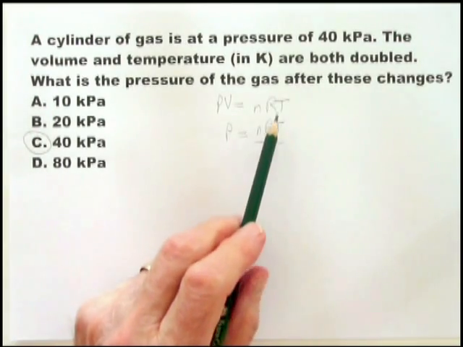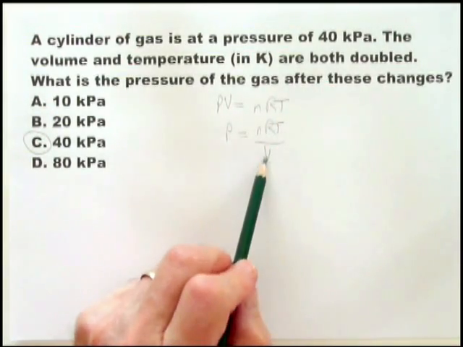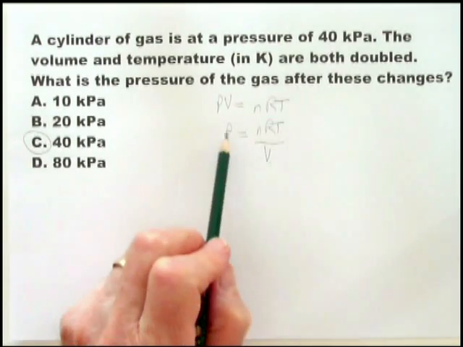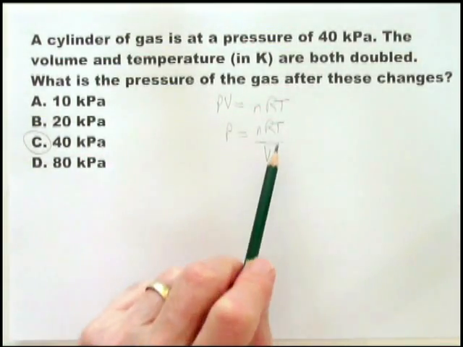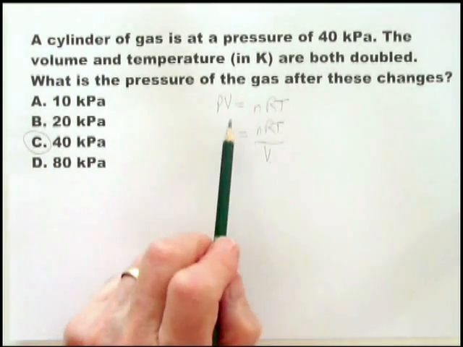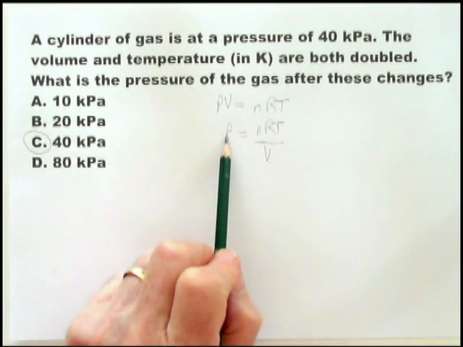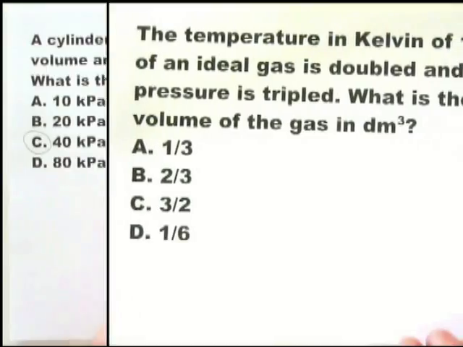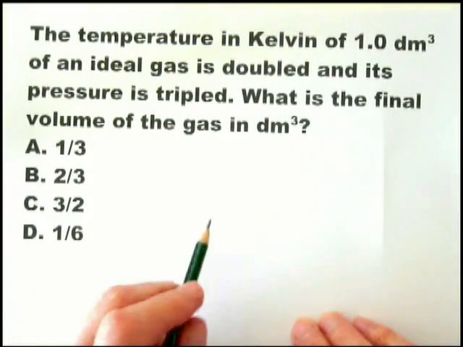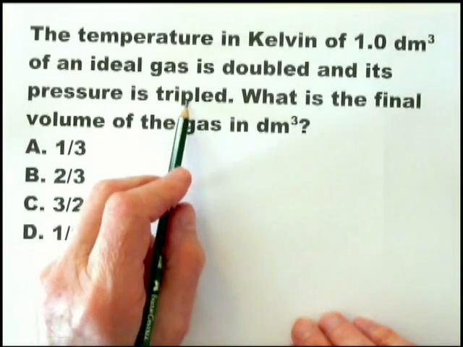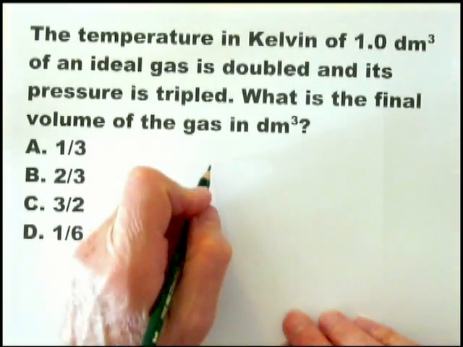And there's different ways of seeing that. You could simply say, oh, well, that is doubled and that is doubled, then they're cancelled out, unchanged. Or you could say temperature is doubled, pressure is doubled, volume is doubled, then pressure is halved again. This is similar to the one before, except it's a little bit trickier with the triple.